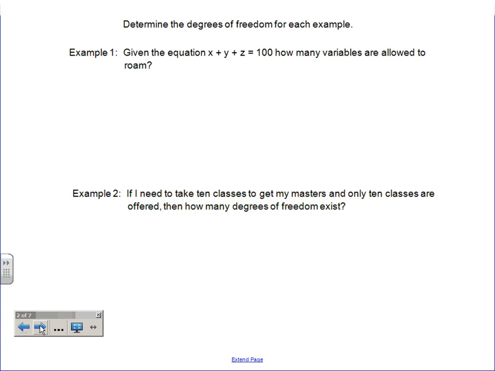All right. So here I've given you two, again, more general examples. The first one says, given the equation x plus y plus z equals 100, how many variables are allowed to roam? Or basically I'm asking you, how many are allowed to vary? How many degrees of freedom do we have?